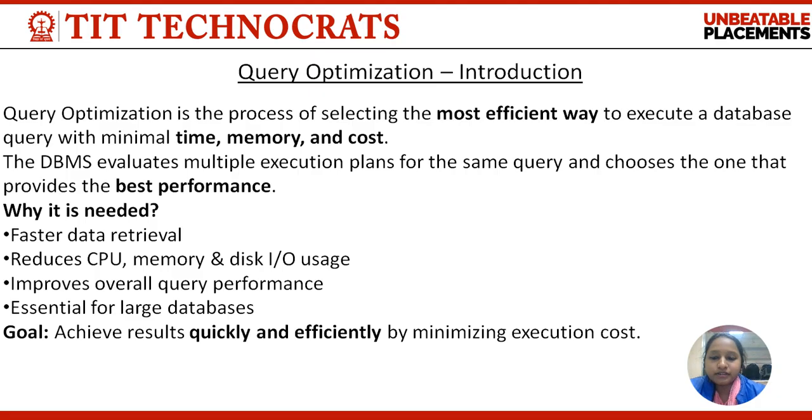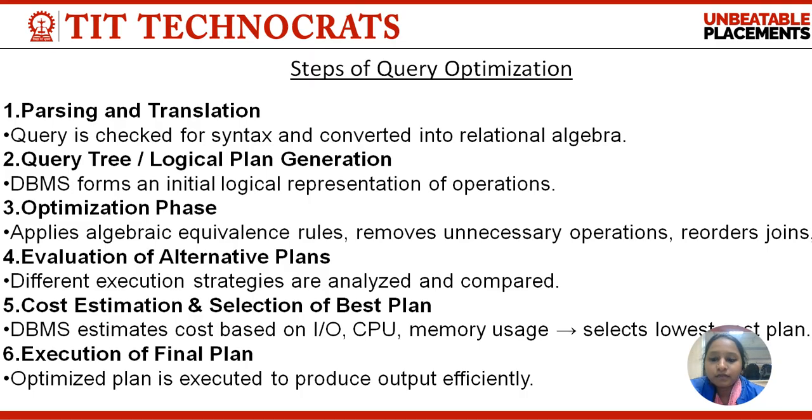Introduction to query optimization. Query optimization is the process of choosing the most efficient execution plan for a query. It helps to reduce CPU, memory, and disk usage and improves retrieval speed. Steps in query optimization: first is parsing, second is creating the query tree, third is applying optimization rules, then generating alternative plans, then estimating cost and executing the best plan.